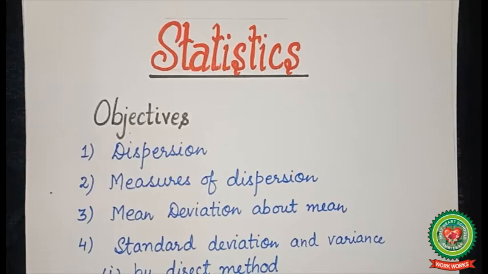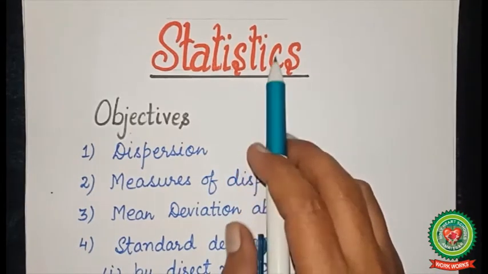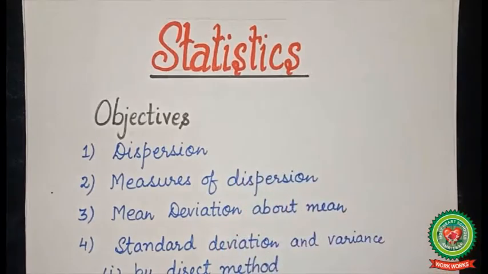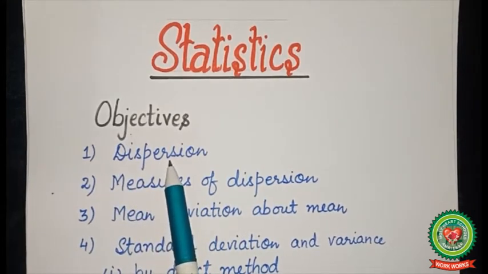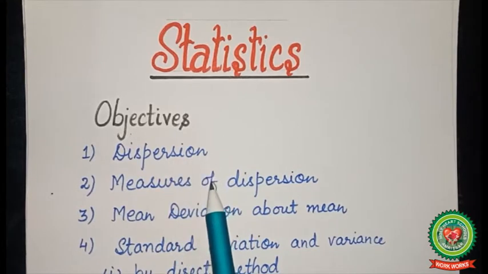Students, today we are going to start a new chapter. Name is statistics. Statistics related to the data. So let's discuss its objectives first. The very first objective is to find the dispersion, that is the spreading of data.